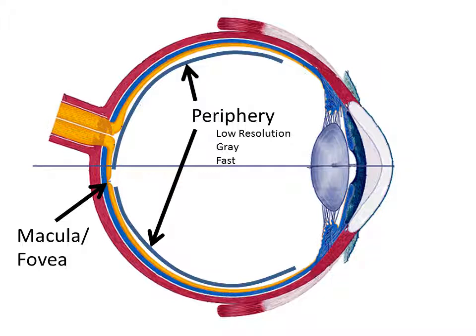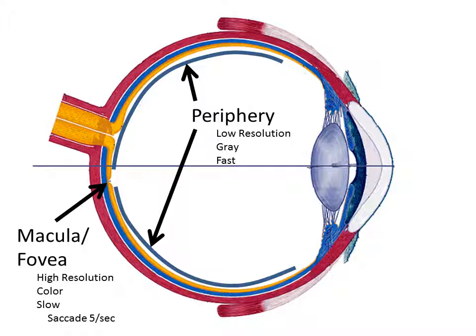The periphery is low resolution. It's got a lot of rods, but they're scattered over a wide area. It's gray because rods can't sense color. They only sense grayscale, but it's fast. We've got all of this area for the periphery that's all sensing what's going on. So we actually get a wide field of view. It's very nice. Low resolution. It's fast because it happens in parallel.